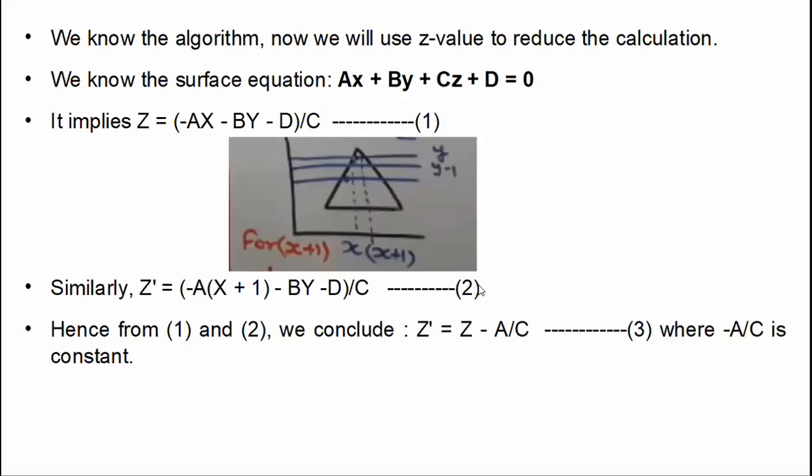Okay. And if I compare these two equations, equation 1 and equation 2, I can conclude that z dash will become z minus A by C. So you have to solve this bracket, and then if you rewrite this, you will get this value here, minus Ax minus By minus D by C. So that will become z, and you will write minus A by C. So this z dash will become z minus A by C. So you will get this value, where minus A by C is a constant value. So the next z values you can find with this simple equation. Okay, in this way we can reduce the calculation part.